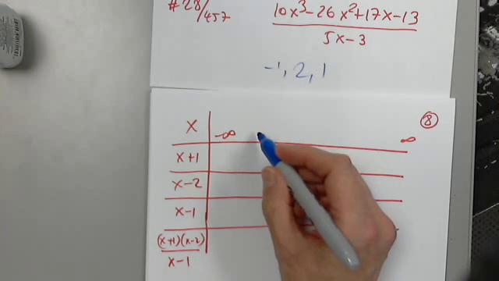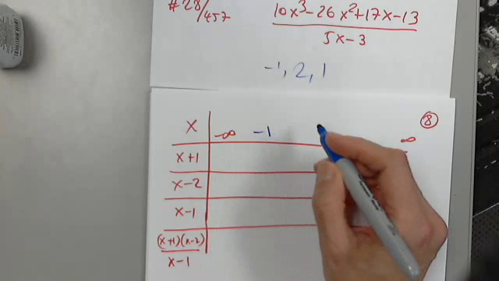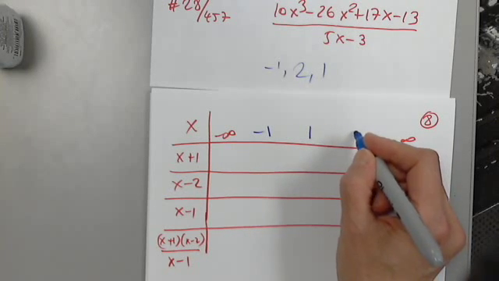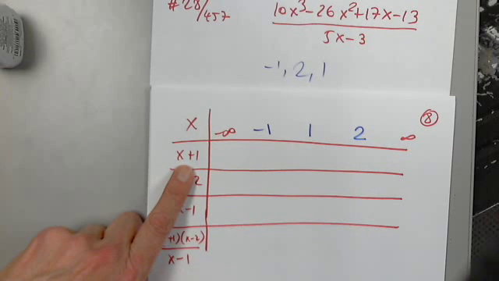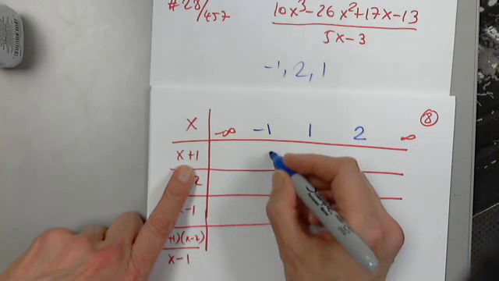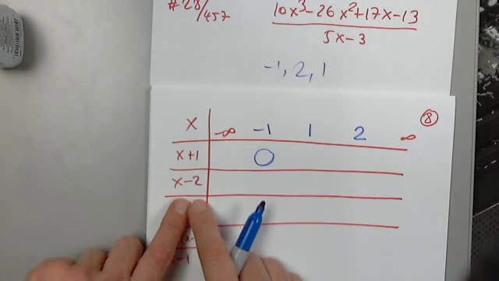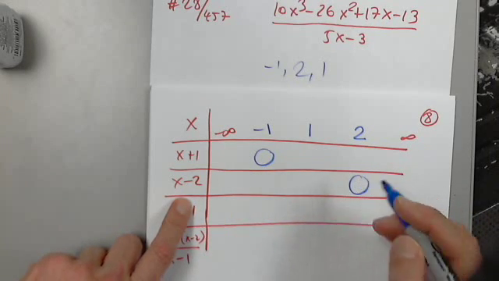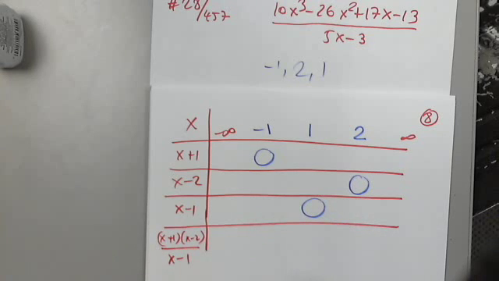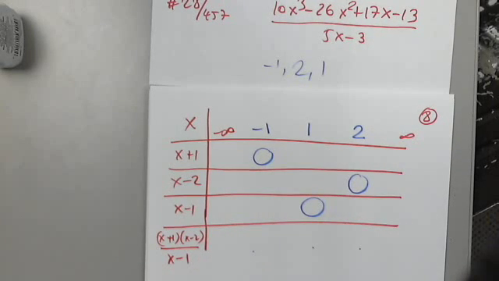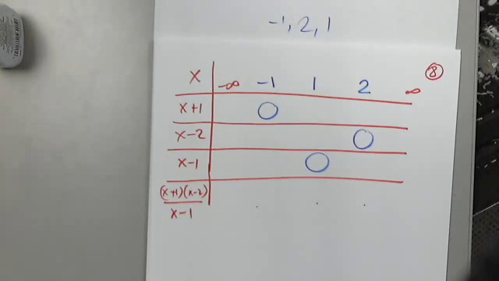So the first one will be, and then, very good, awesome. There is a 0 for x plus 1. There is a 0 for x minus 2. And there is a 0 for x minus 1, which is under 1. Now I have to write the corresponding values or non-values, whatever. I have to write something for the product or ratio under each of these.